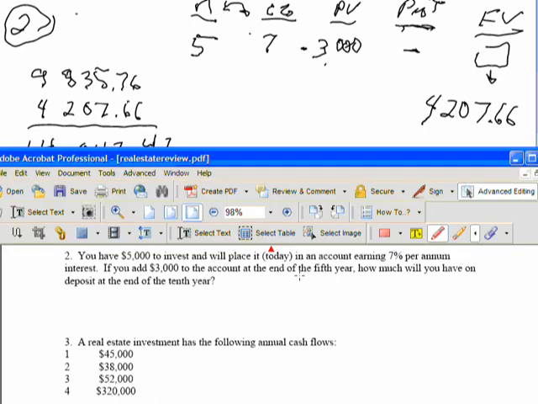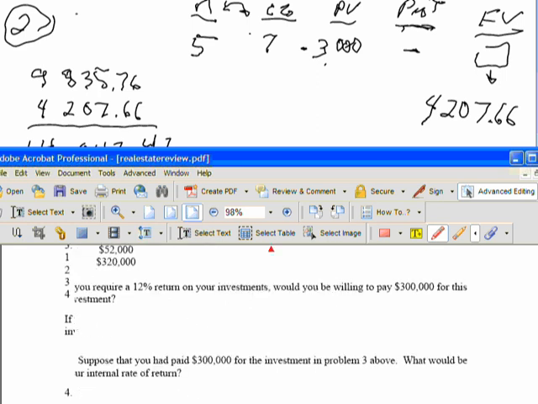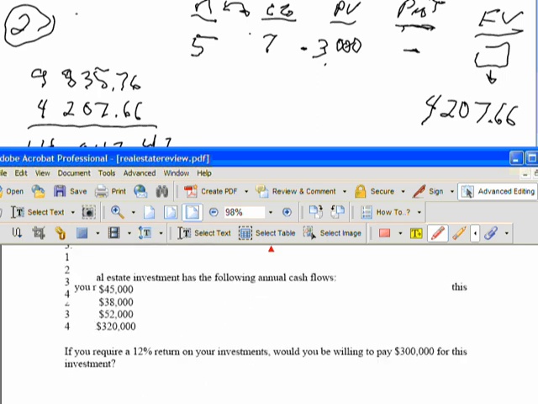All right, let's look at number 3. Number 3 is actually, is that our two-parter? Yep, that's our two-parter. Number 3 and 4 are the extensions of, or parts of the same question. But number 3, a real estate investment has the following annual cash flows. $45,000 in year 1, $38,000 year 2, $52,000 in year 3, and $320,000 in year 4. If you require a 12% return on your investment, would you be willing to pay $300,000 for this investment?